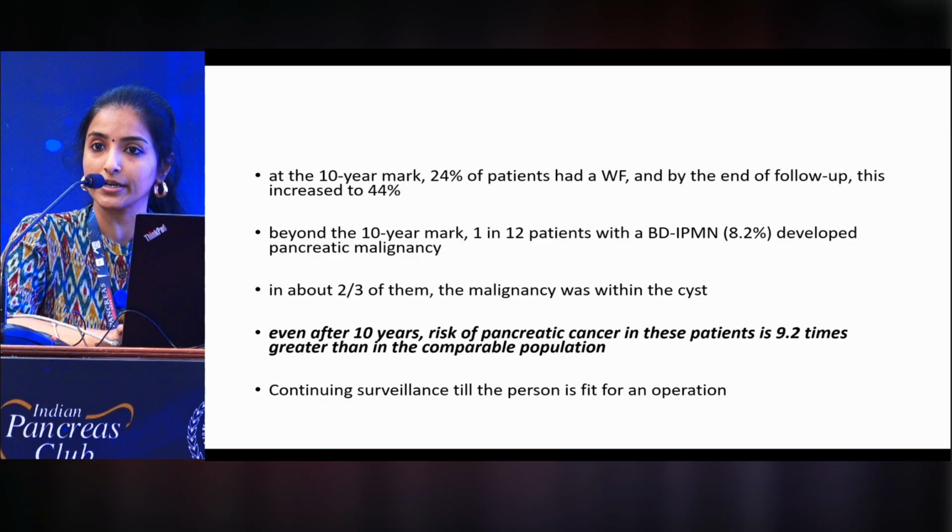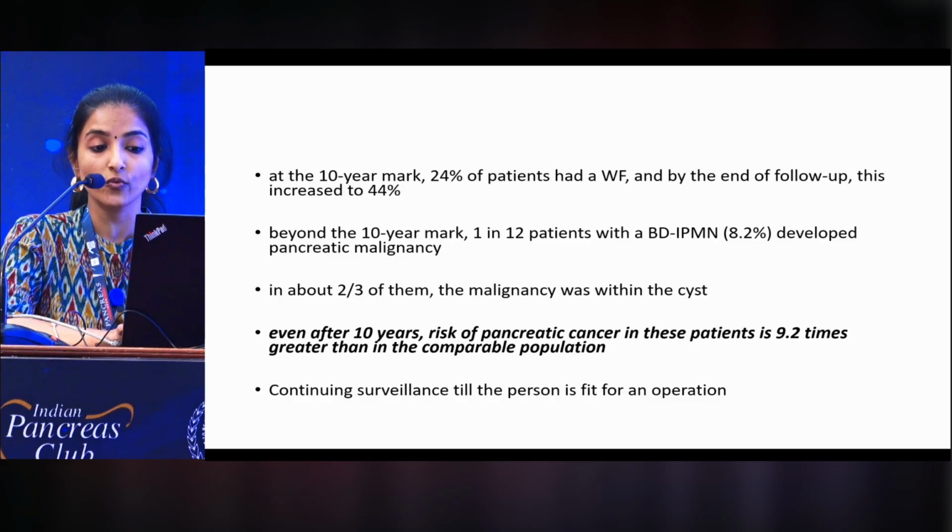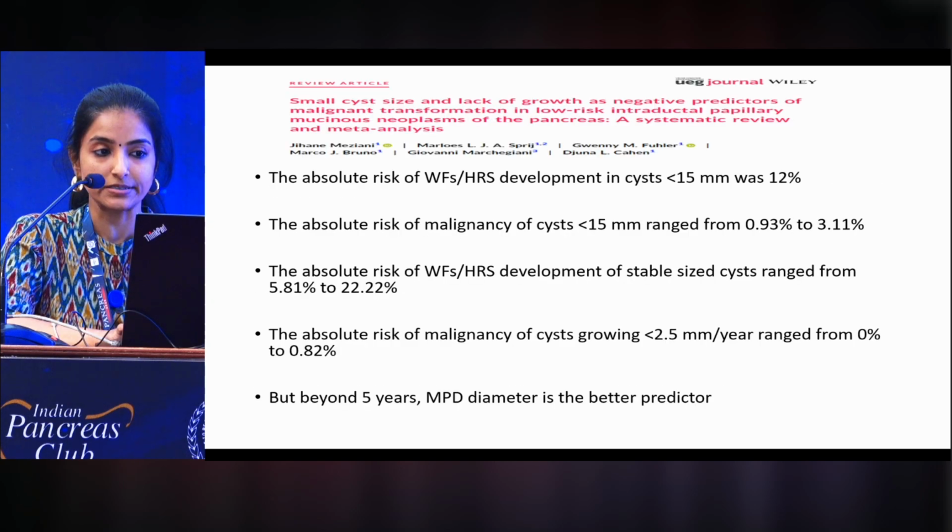Because the current Kyoto guidelines say that once it is stable for a period of 5 years, it may be okay to stop surveillance. But this study said that the risk continues to remain higher even after 10 years. So where do we draw the balance between adequate surveillance versus missing a malignancy?